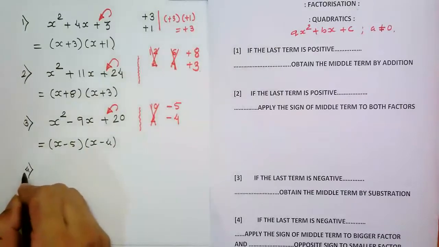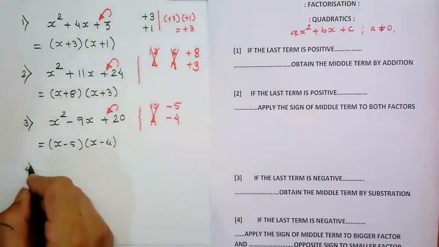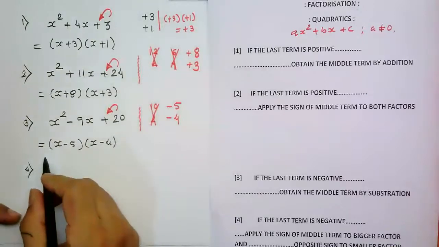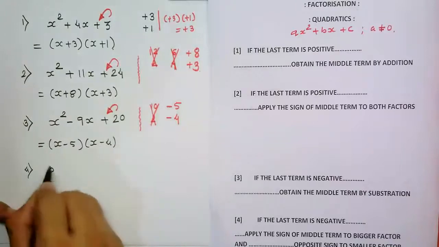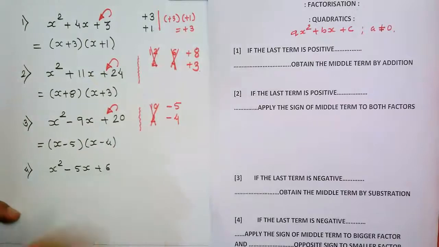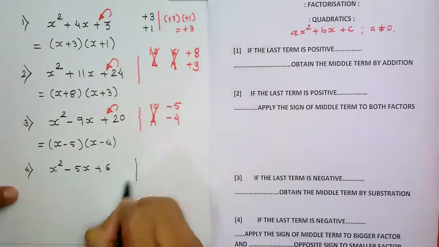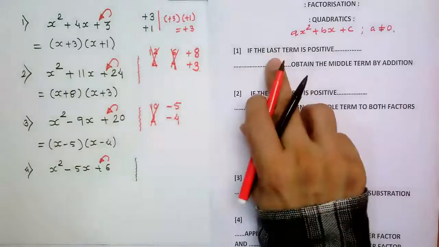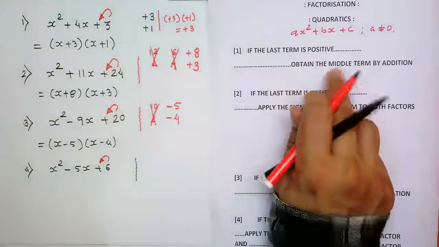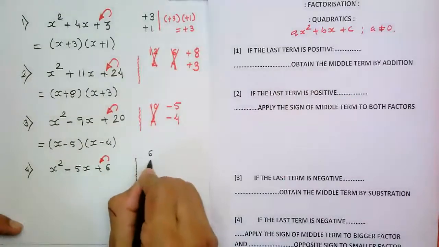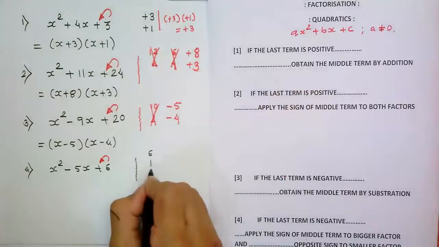Next question. I will take very small numbers today. x squared minus 5x plus 6. Okay. Again, the last term is positive. If the last term is positive, obtain the middle term by addition. Factors of 6. 6 ones are 6, but their addition is 7. We want 5. So these are not our factors.